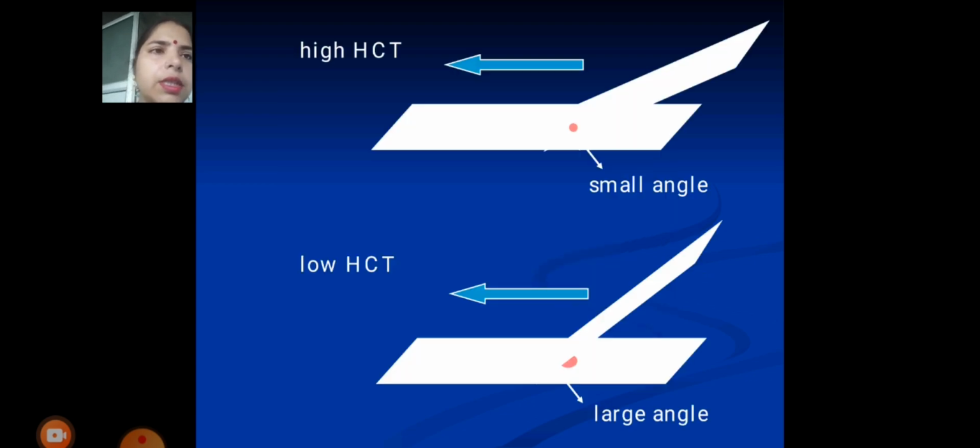These are the slides. High HCT, small angle; low HCT, large angle.